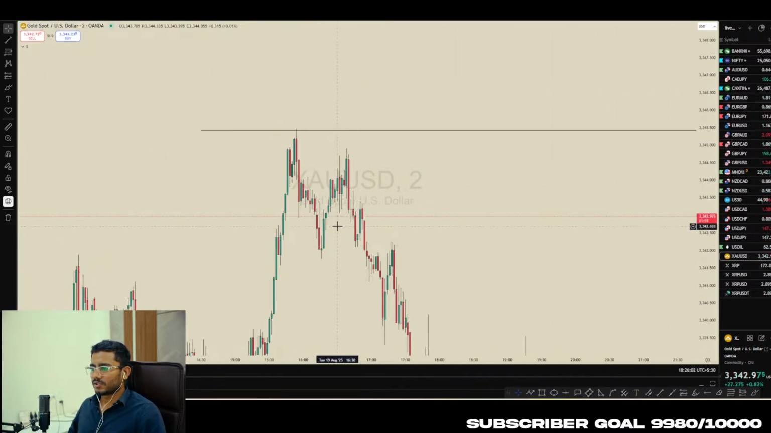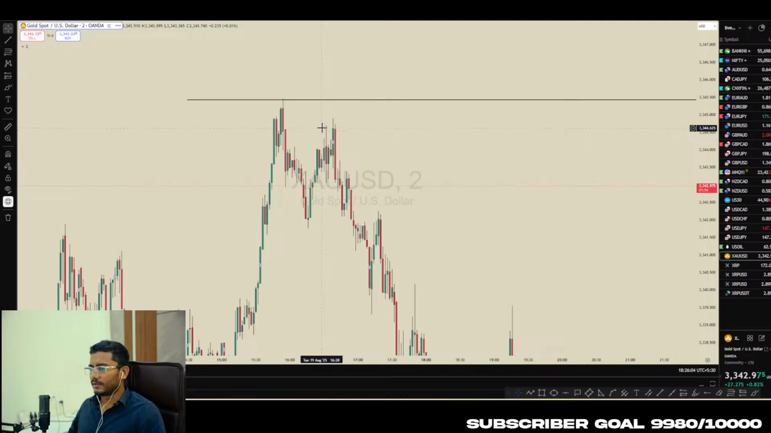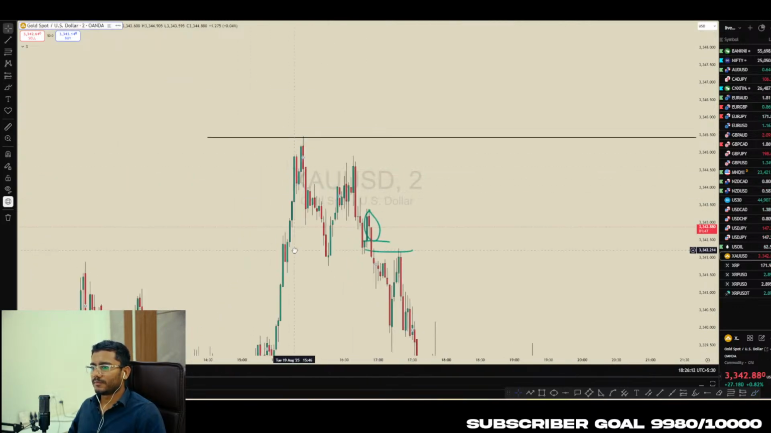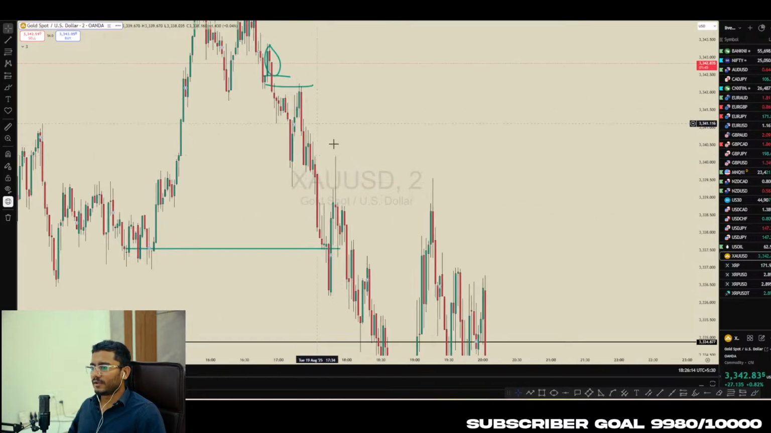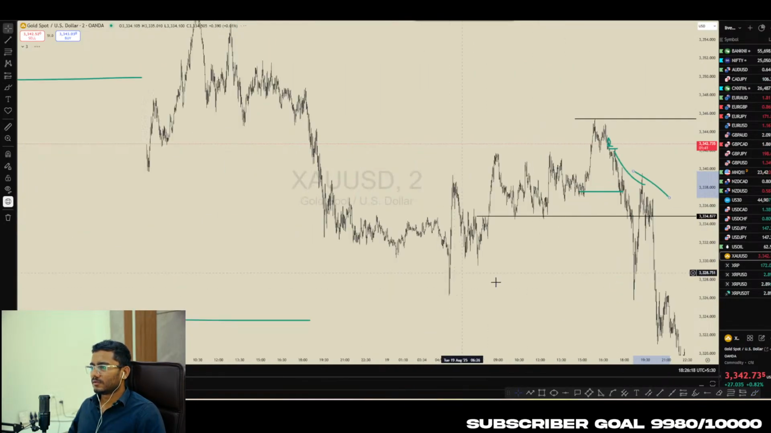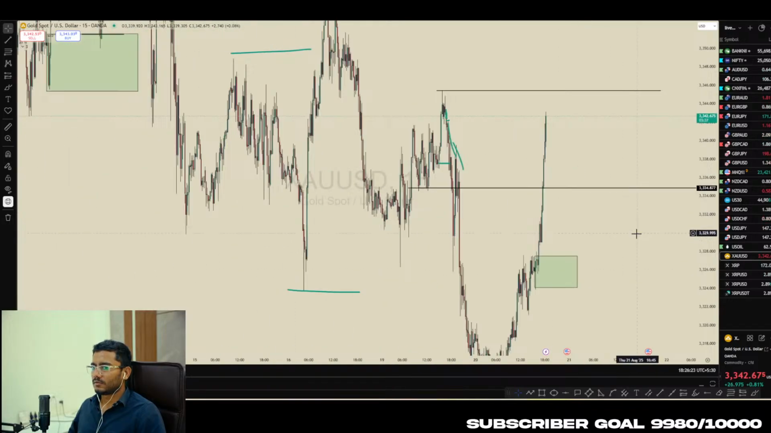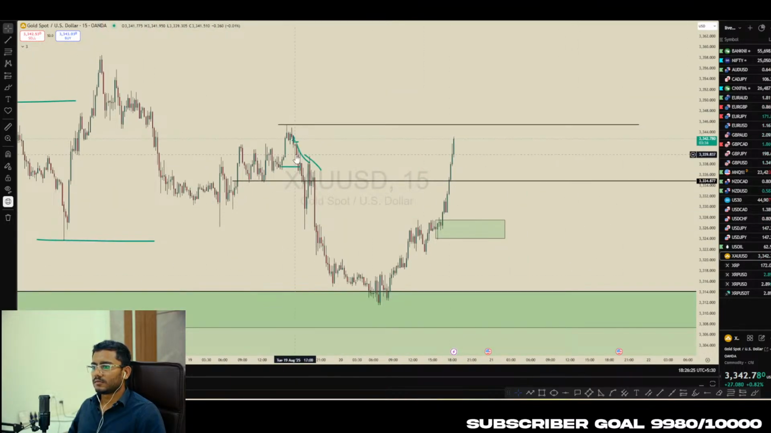If you look at the structure on gold, here everything has been mitigated. Only this candle here is the candle where we have this imbalance. To the upside, everything has been mitigated. Here, everything over here has been liquidity. So it can only react from this area.